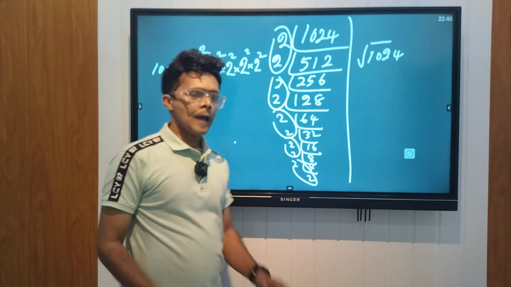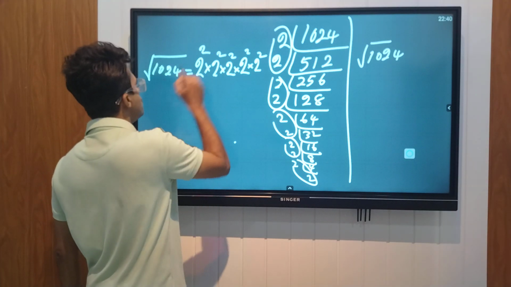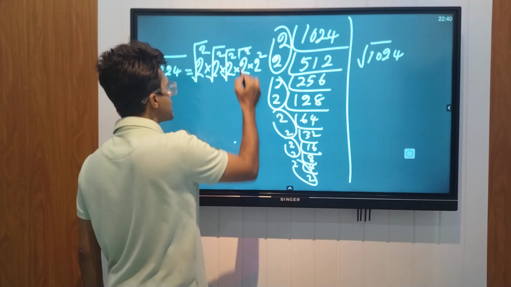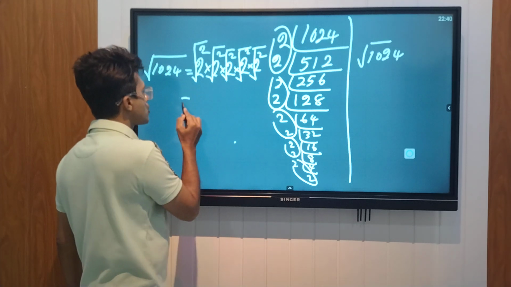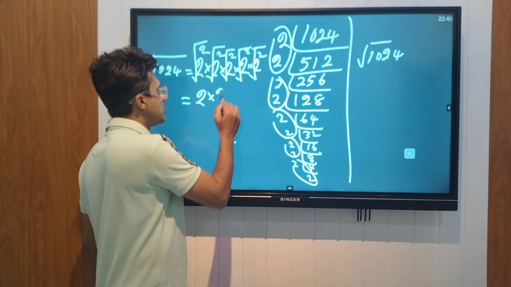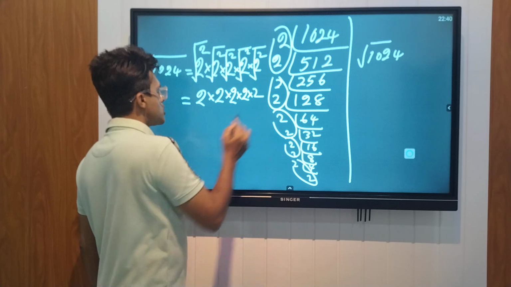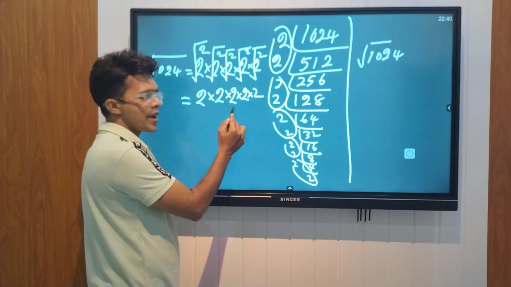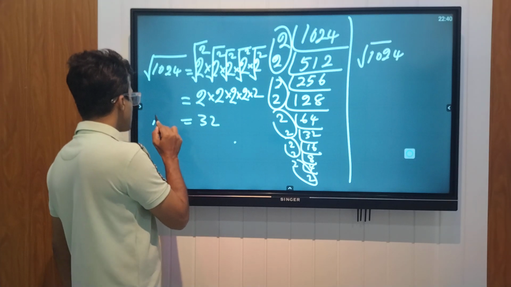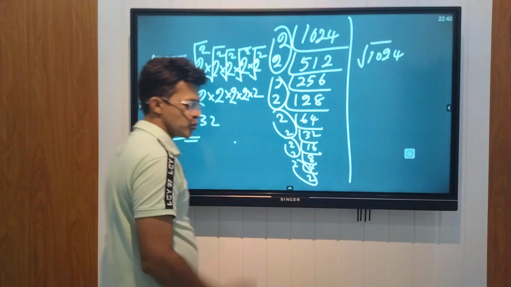Like we did in the previous question, we get the square root value in this way. Separately we get the square root of each 2 squared, which is 2. So 2 times 2 is 4, 4 times 2 is 8, 8 times 2 is 16, 16 times 2 is 32. So the square root of 1024 is 32.